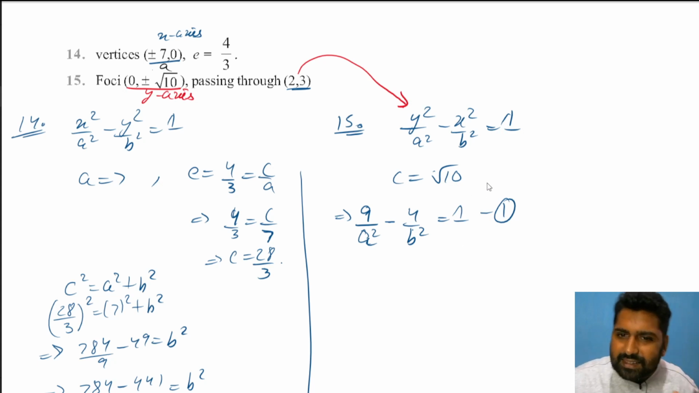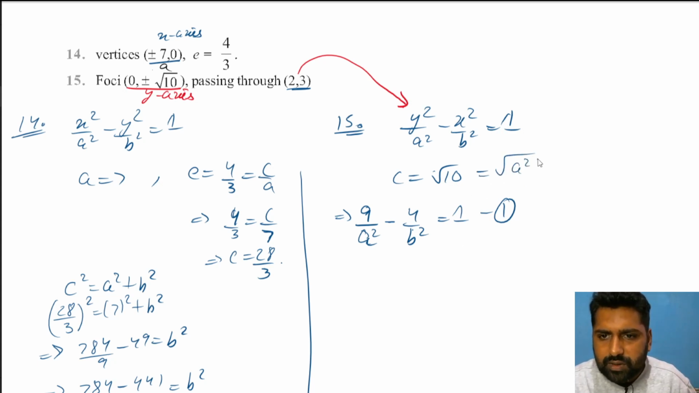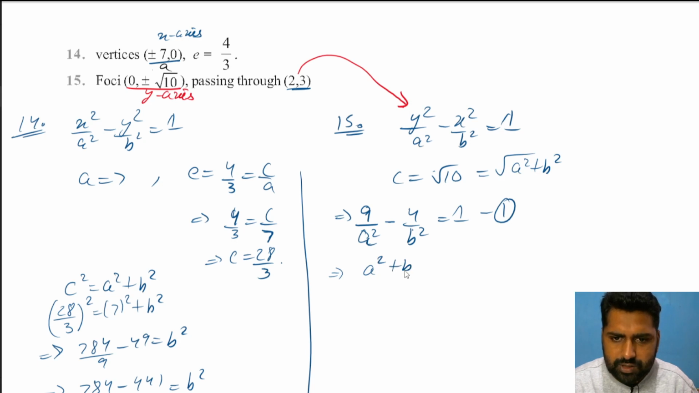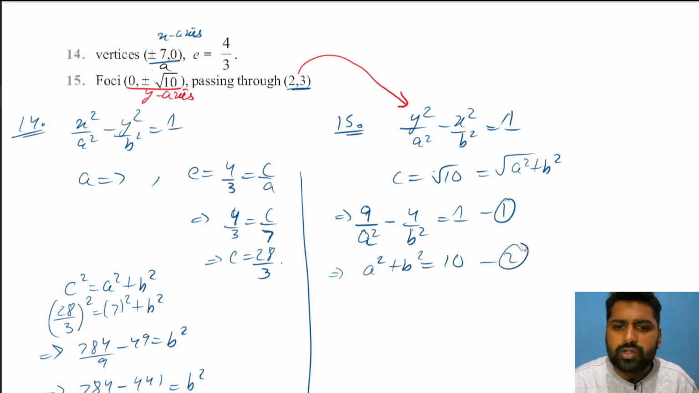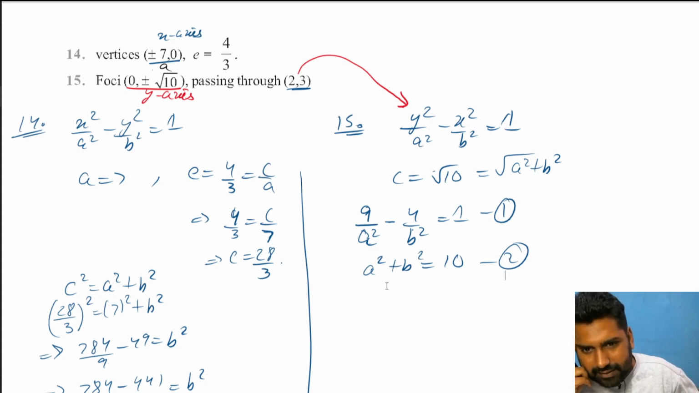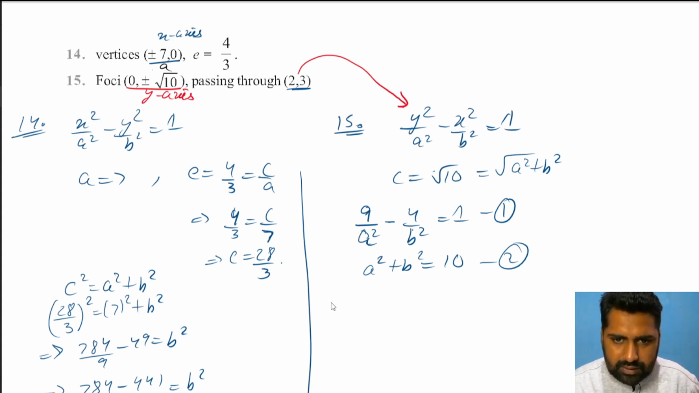And c is nothing but the square root of a square plus b square. So the second equation goes like this: a square plus b square is equal to 10. You have to solve these two equations somehow to get the values of a and b, and then find the equation accordingly. The only way this can be solved is by replacing the value. I don't think there is anything else you can do.